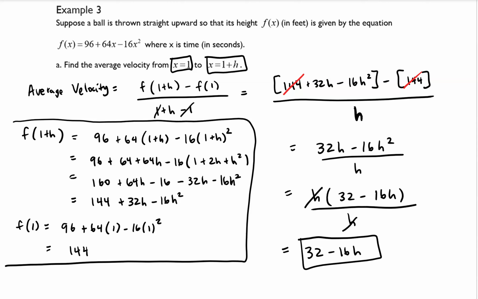So we don't know what h is. They didn't give us a specific h value. But for example, if we wanted to look from x equals 1 to x equals 2, then that would make the h value 1, and you would plug in 1 for this h here. And from 1 to 2, the average velocity would be 32 minus 16 times 1, which is 32 minus 16, which is 16. So the average velocity between 1 and 2 seconds would be 16 feet per second, but they just wanted a general formula for the interval 1 to 1 plus h.